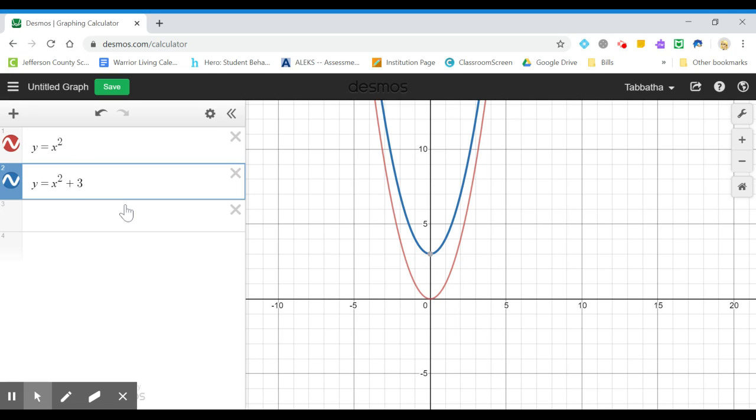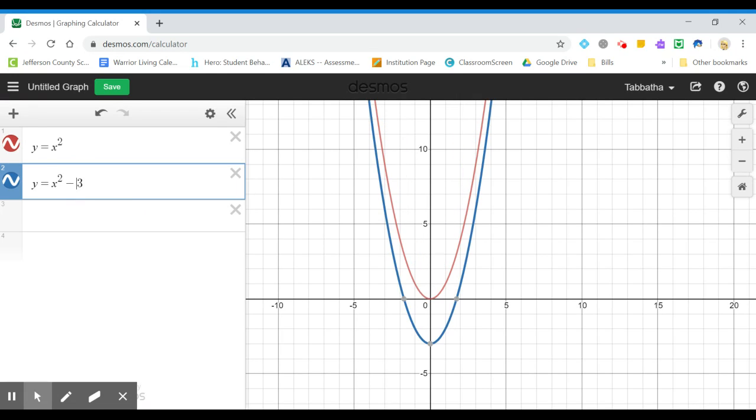What do you think will happen if I changed it to a minus 3? That's right. It moved down. So putting a plus at the end moves it up. Putting a minus at the end moves it down. And that number at the end is the y coordinate for our vertex. So move up or down. We can also move left or right.